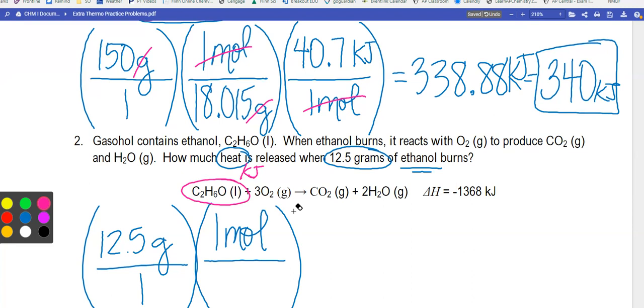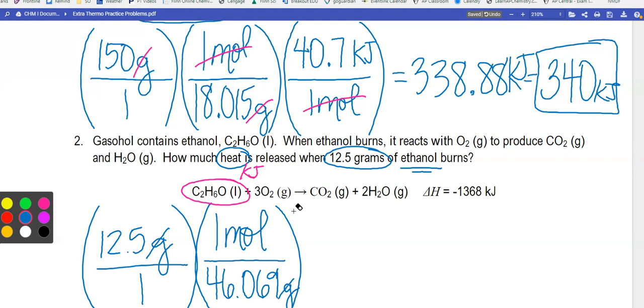Okay, so this time we're not using 18.015. You have to take 2 times carbon plus 6 times hydrogen plus oxygen. And the number I got, which I hope is right, because again, I said I'm kind of tired, is 46.069. I think that's right. Okay. So then grams cancel. Okay.